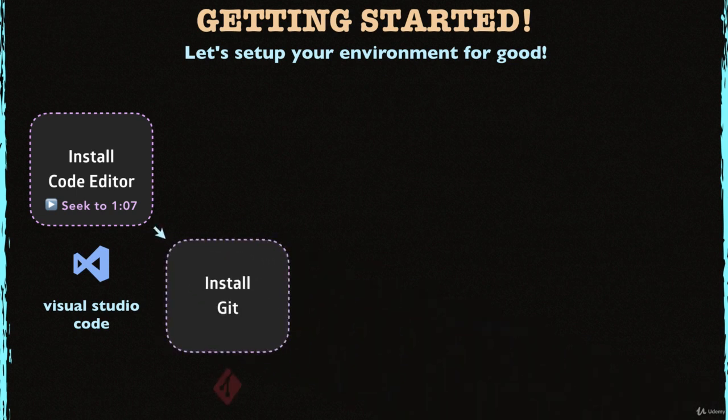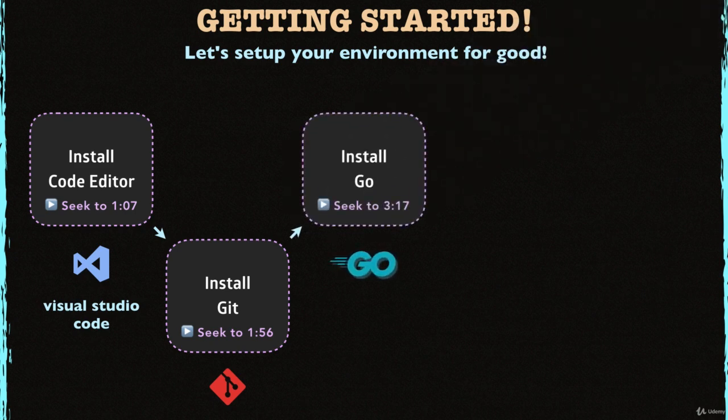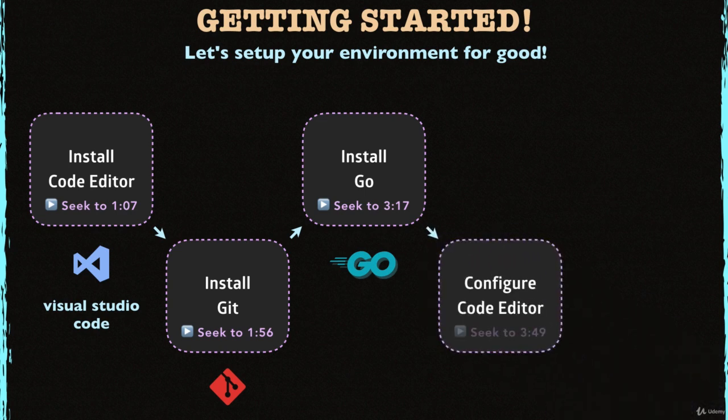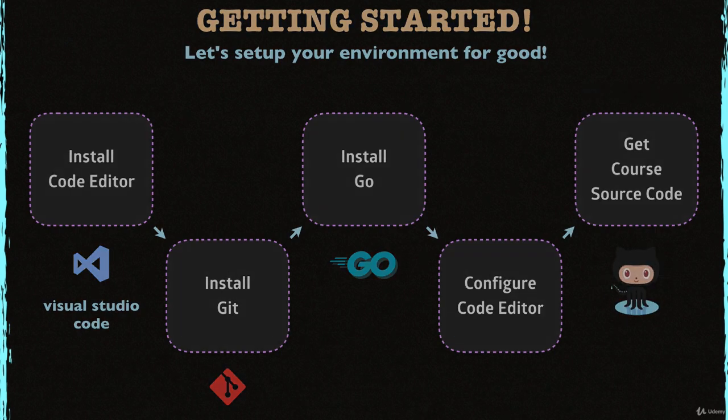And after installing the code editor, you will need to install Git. Simply put, it's a version control system. It keeps track of every change that you make to your files. You're gonna install Git because Go has central support for it, and by using Git, you can install external packages easily. Alright, after installing Git, in the third step, I'll show you how to install Go itself. So after you install everything that you need, we start configuring them. And lastly, I'll show you how to get and install the source code for the course.